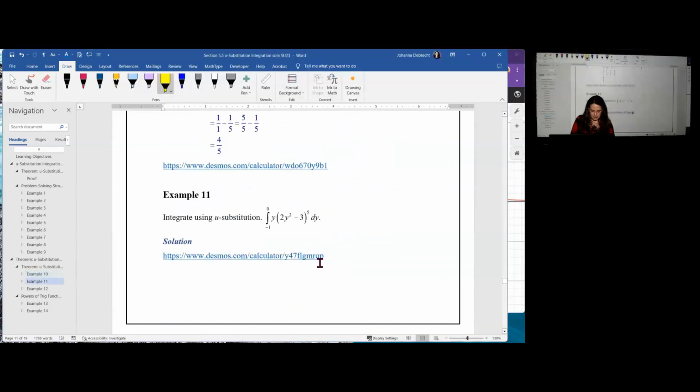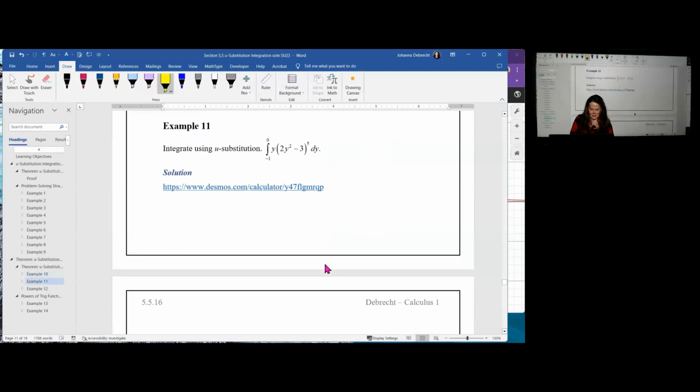Let's now move on to example 11. In example 11, we again can see that we have composition with 2y squared minus 3 on the inside and y to the 5th on the outside. The derivative of 2y squared minus 3 is 4y. I need a multiple of y as a factor in the integrand, and I have y as a factor in the integrand. Choose your method now, either method 1 or method 2. Pause the video and work it out, then turn it back on so we can compare our results.